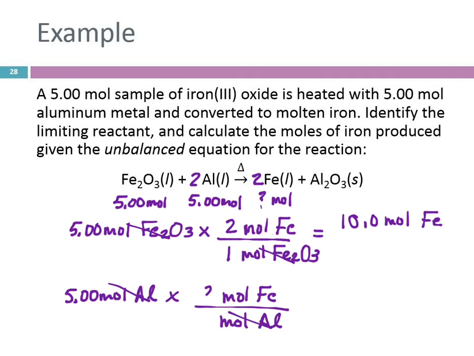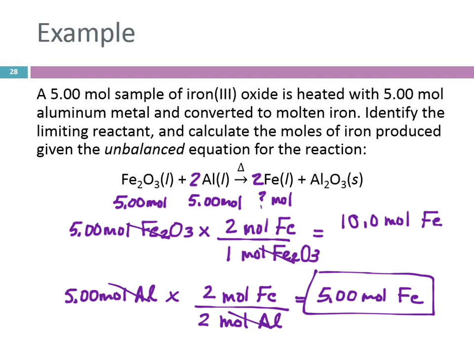But now I'm dividing by moles of aluminum, so moles of aluminum cancels out. 2 iron, 2 aluminum. So this gives me 5 moles of iron. So when it says calculate the moles of iron produced, which of these 2 answers do I choose? The smaller one. This is the smaller one. What's the limiting reactant? The aluminum. It's the one that gave me the smaller answer. This is the limiting reactant.